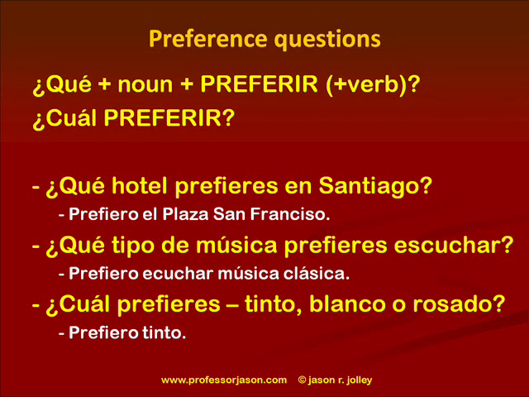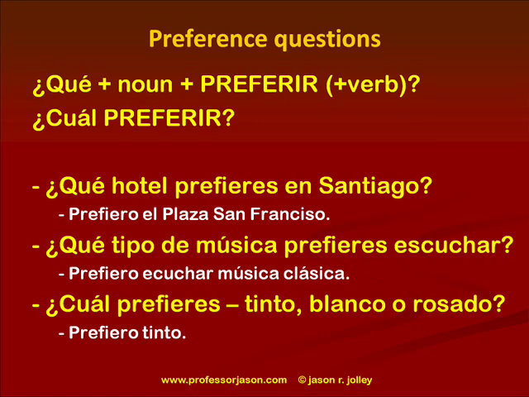Here we have preferir plus a verb. ¿Qué tipo de música prefieres escuchar? Two verb combination. Prefiero escuchar música clásica. Or if there's a choice, right? ¿Cuál prefieres? ¿Tinto, blanco o rosado? Speaking of wines. Prefiero tinto, one of the alternatives.